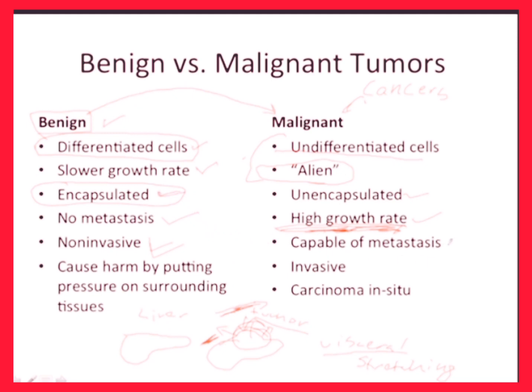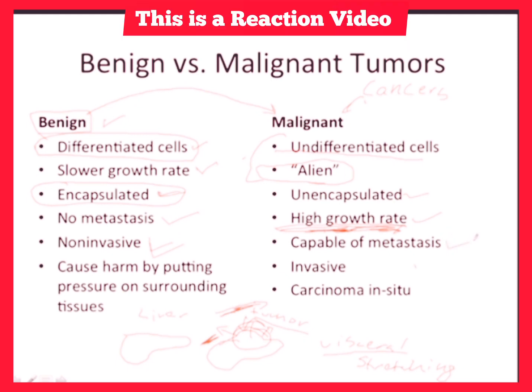Whereas with malignant neoplasms or malignant tumors or malignant cancers, you notice how those terms are being used interchangeably. These are capable of metastasizing. These are invasive, and that's bad. So basically with a malignant tumor, you're going to start out with what's called a primary tumor.